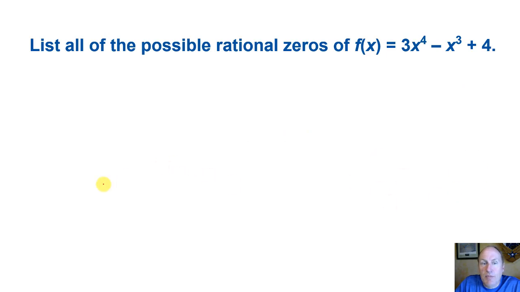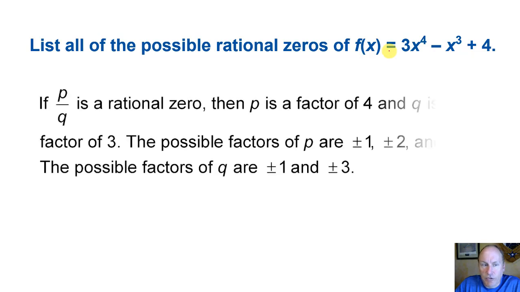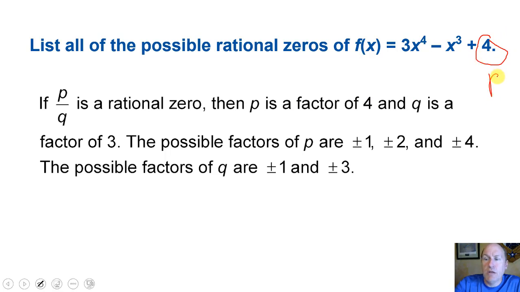So let's look at all the possible rational zeros of f of x equals 3x to the fourth minus x to the third plus 4. Now we know that there can be as many as 4 zeros to this because it's a fourth degree function. Okay, so if p over q is a rational zero, then the p has to be a factor of positive 4, and the q has to be a factor of 3.